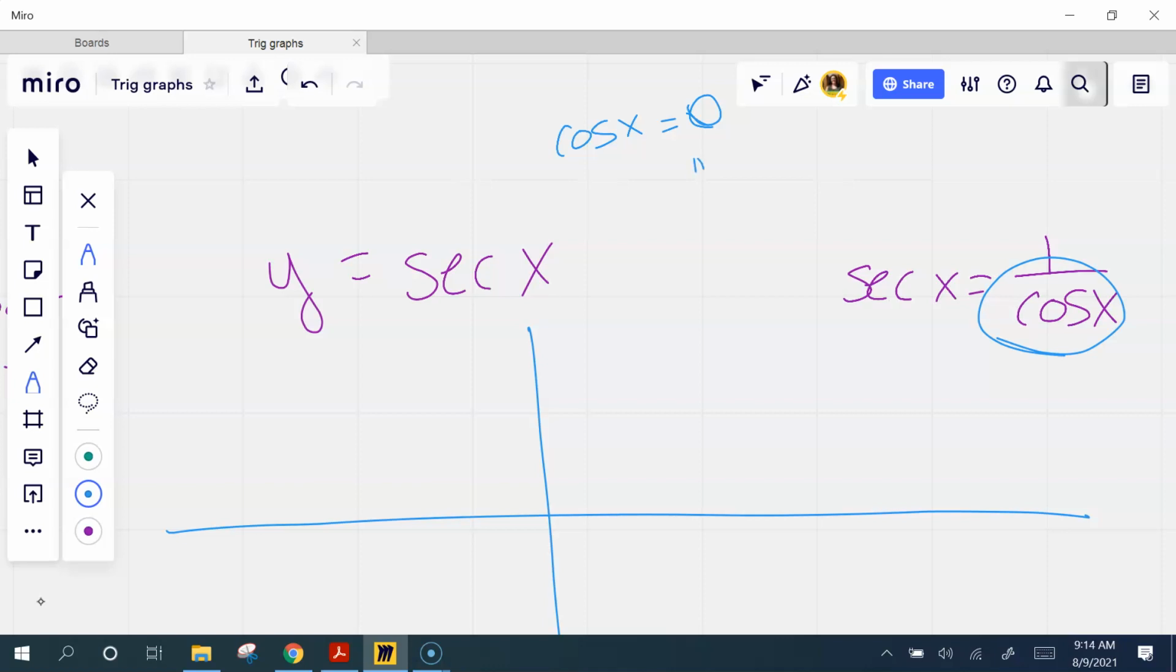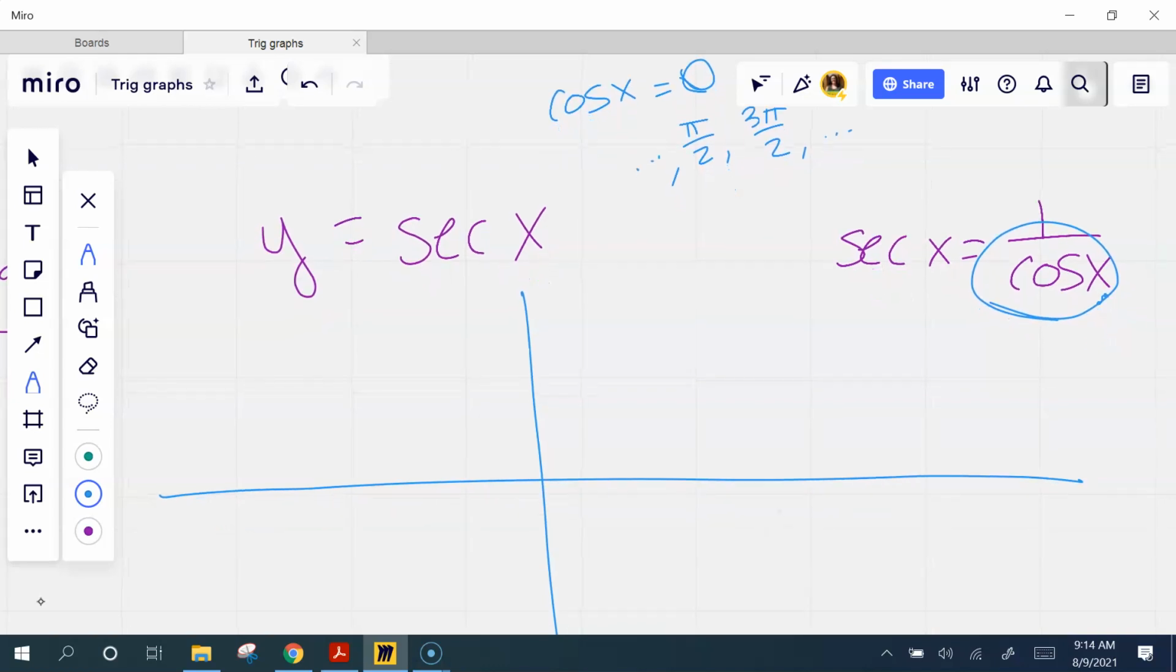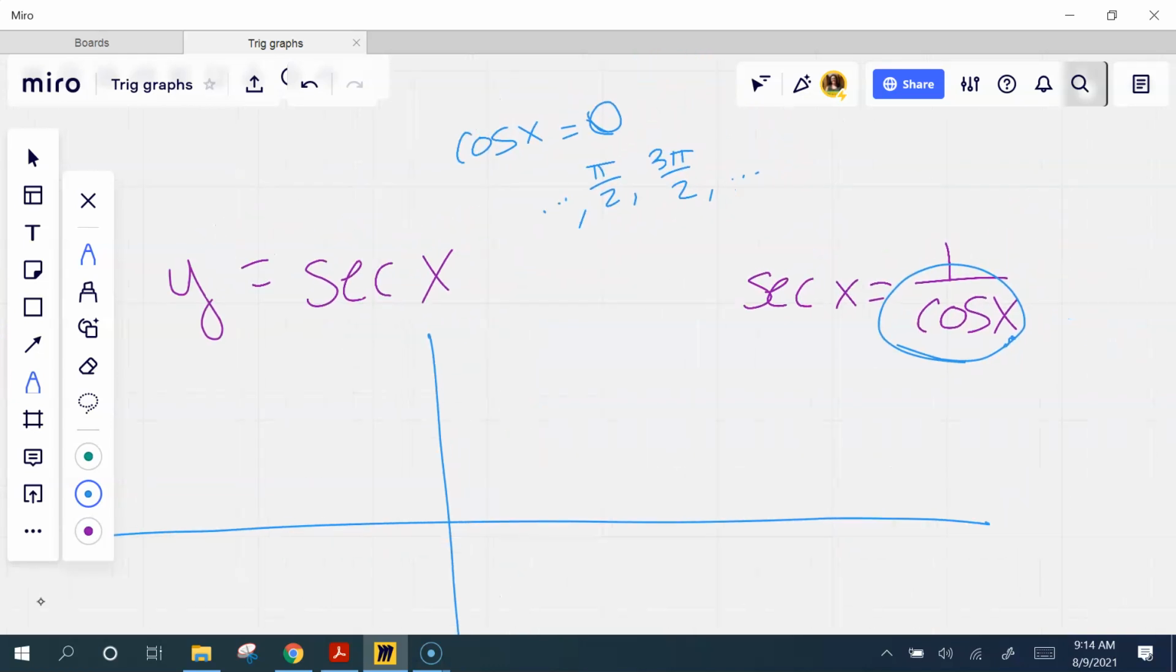Where did we say? Pi over 2, 3 pi over 2. And we know because this is a unit circle and because this function begins to repeat itself, it's going to happen at all of these odd half pi's, right? So because this is where it's 0, I'm undefined at these points. That means I have asymptotes. So my asymptotes are happening here, and I think this is on your sheet as well, or it should be.